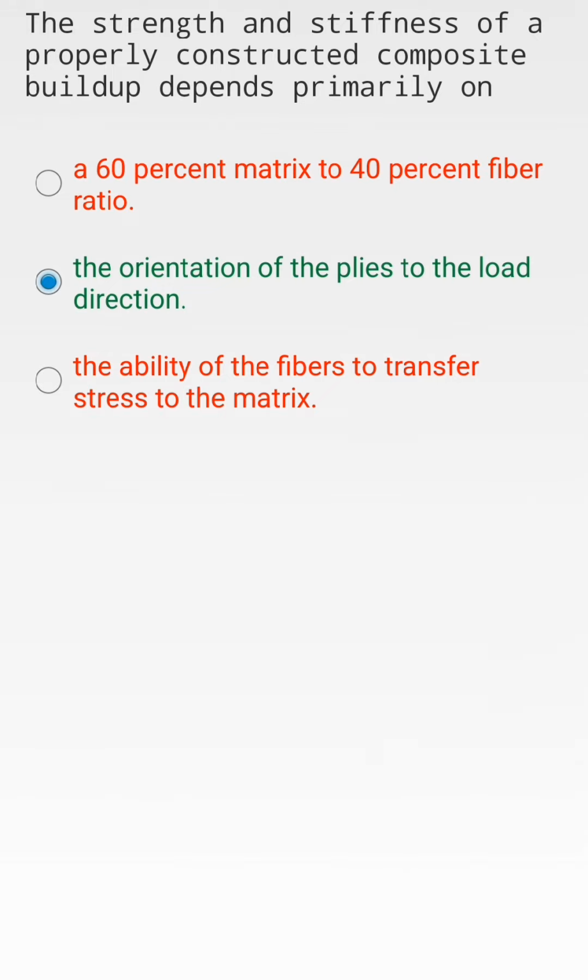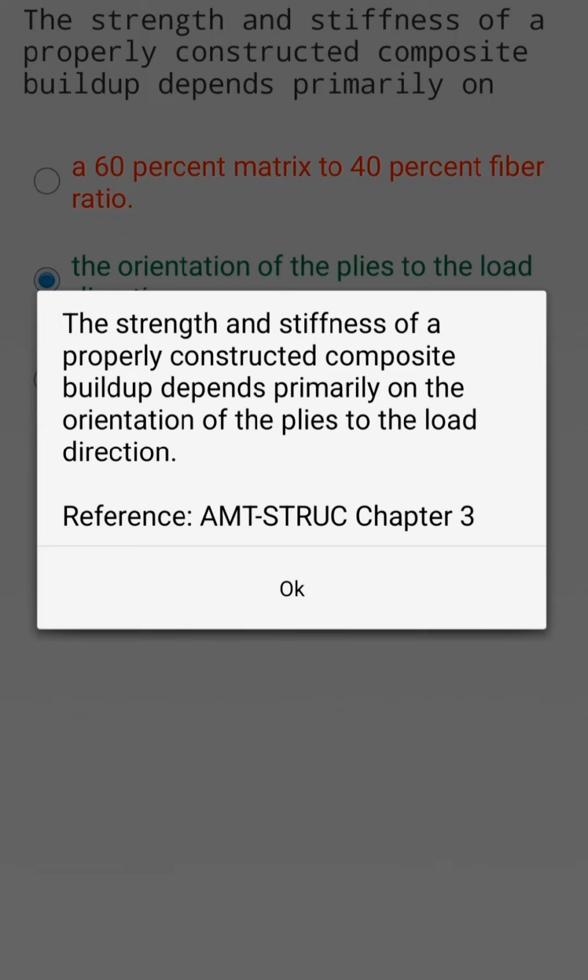The strength and stiffness of a properly constructed composite buildup depends primarily on the orientation of the plies to the load direction.